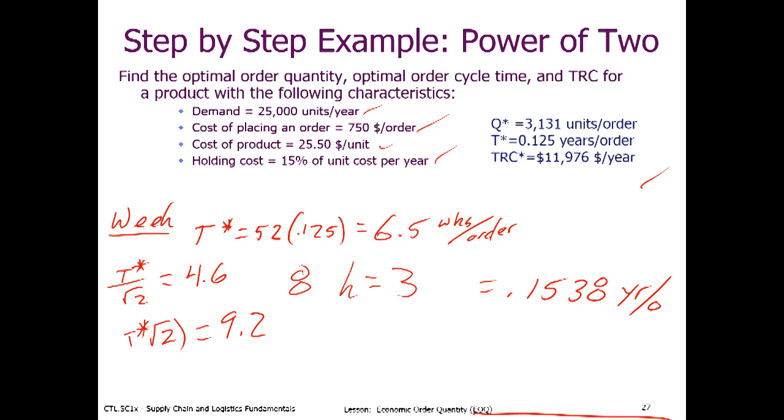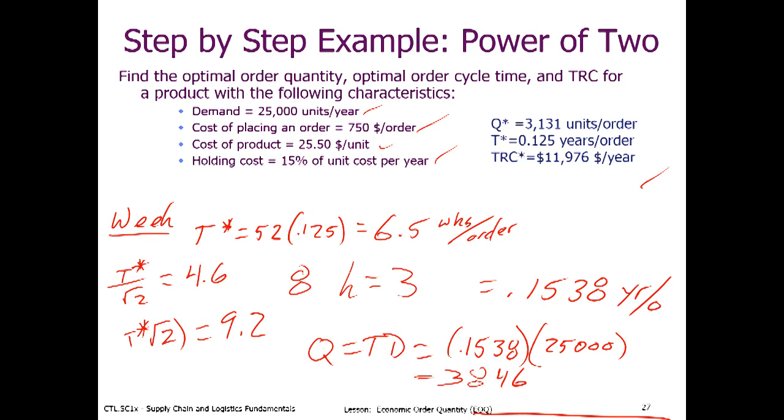And so what will my order quantity be? Because if I'm ordering that frequently, my Q is going to change. Remember, Q is just T times D. So my T, we just figured out, is 0.1538. And I'll multiply this by my demand, which is 25,000. And for this, I get my new Q is going to be equal to 3,846. Okay, so that's what my new Q is going to be.